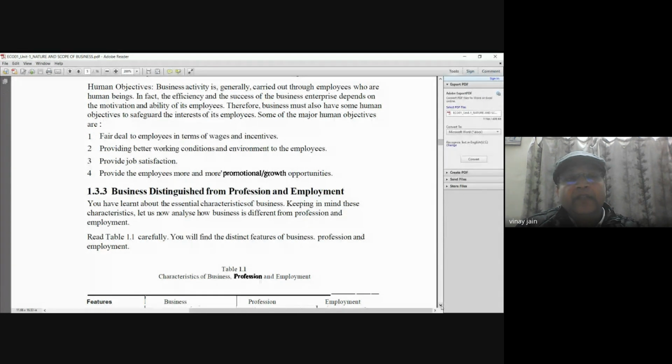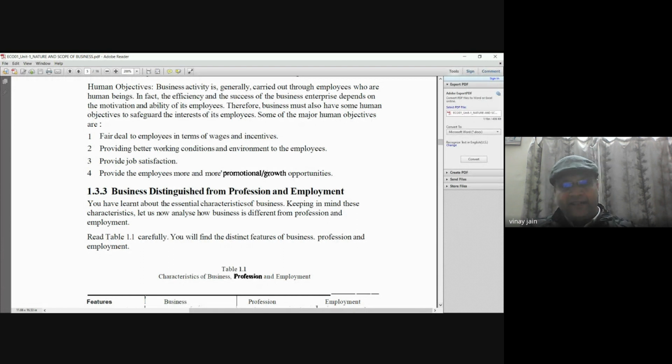Like, suppose your employee gets injured while he is performing your organization's duty or your business duty, you must compensate him. So this is called human objective. So a fair deal to employees in terms of wages and incentives. Also, there are so many foundations and regulations to safeguard the interest of your employee. Still, you must not think to cheat them. Therefore, it is called human objective.